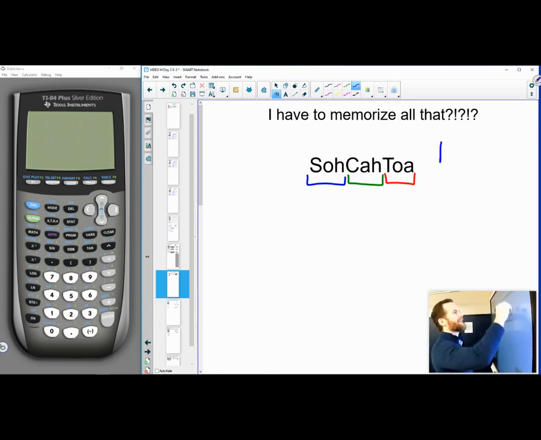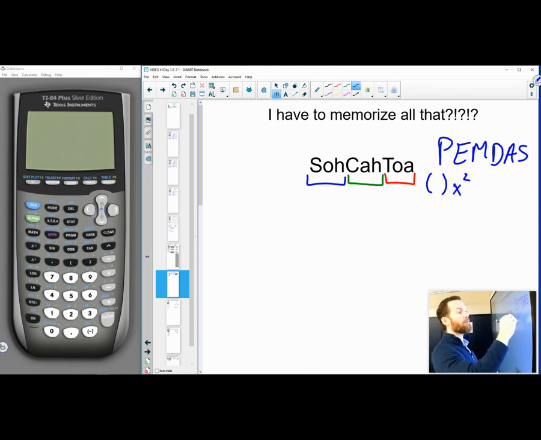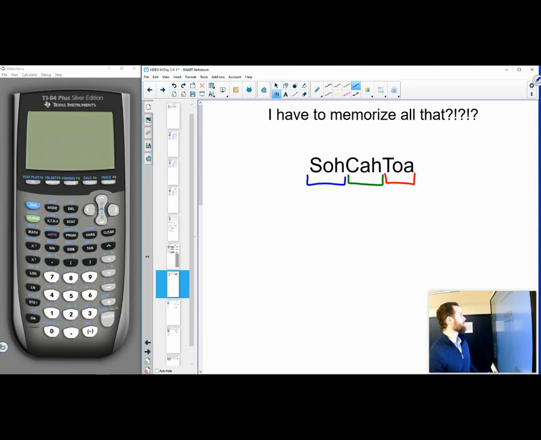Now, this is very much like PEMDAS, if you remember that from, I don't know, 5th grade, 6th grade, whenever you did that. PEMDAS is a stupid word that gives us the order of operations. Because when we see PEMDAS, we think, oh, parentheses, exponents, then multiplication, division, addition, subtraction. Each letter is a key to something you need to do. Same thing with SOHCAHTOA. The S stands for sine.